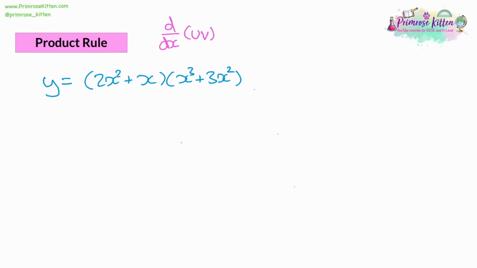So you might have something like y equals 2x squared plus x multiplied by x cubed plus 3x squared. So you can see here you've got 2 terms, but they're being multiplied together. And so this is where you use product rule. So product rule is, if you're differentiating u multiplied by v, then your answer is going to be equal to v du by dx plus u dv by dx.